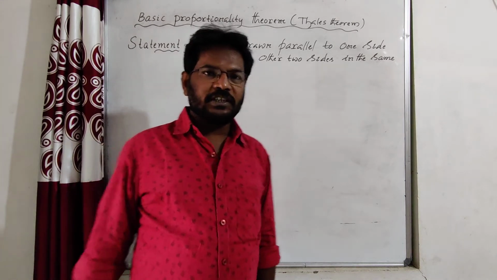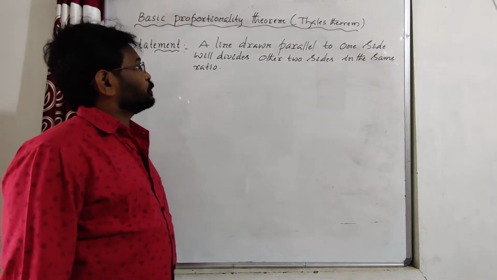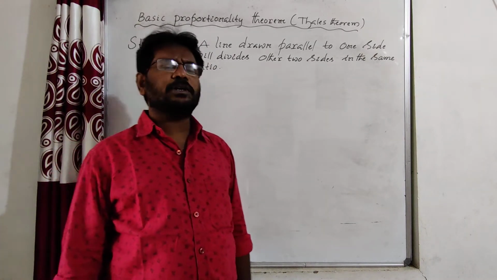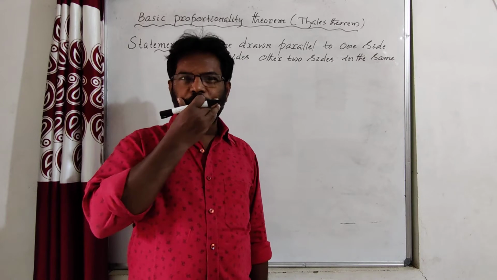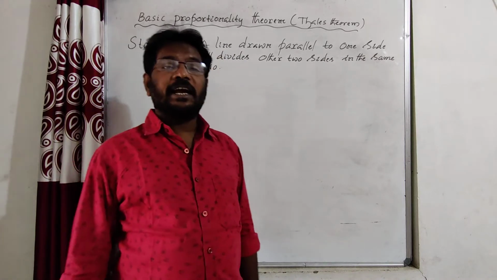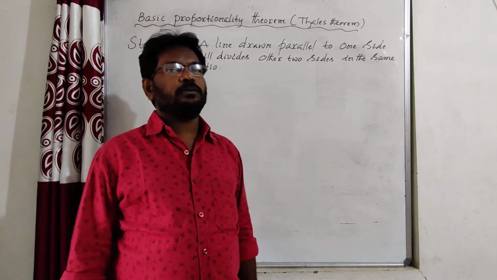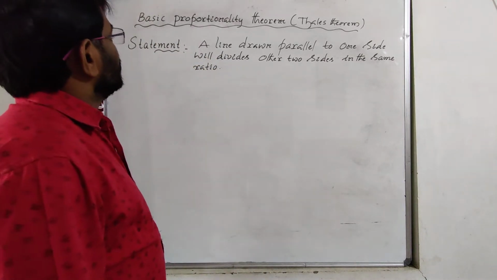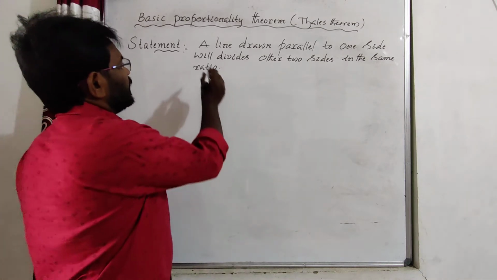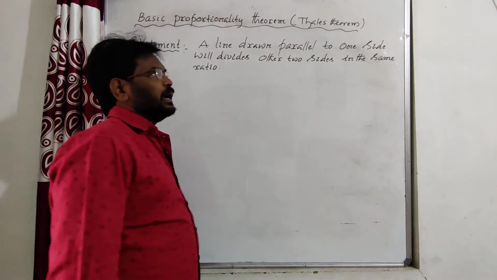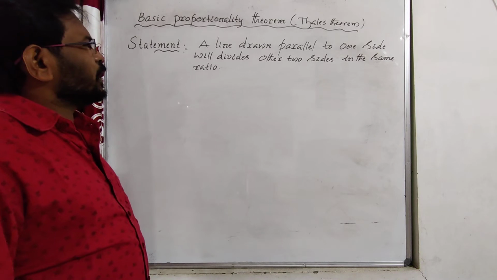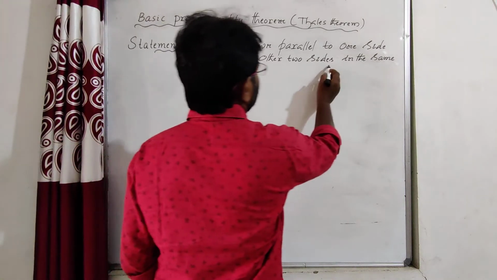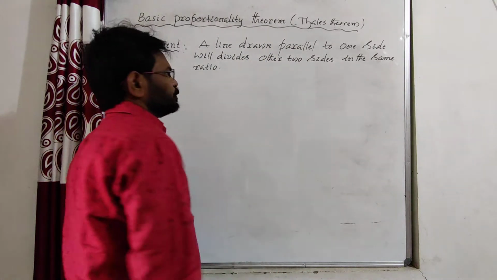Today we are going to discuss the basic proportionality theorem, or Thales' theorem. This is very important for 10th class state board students as well as ICSE board students. The statement of this theorem: a line drawn parallel to one side of a triangle will divide the other two sides in the same ratio.